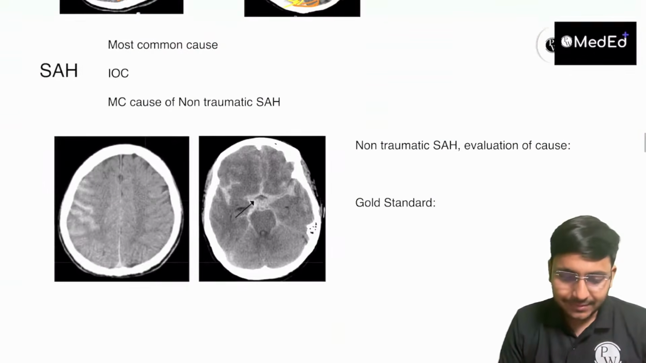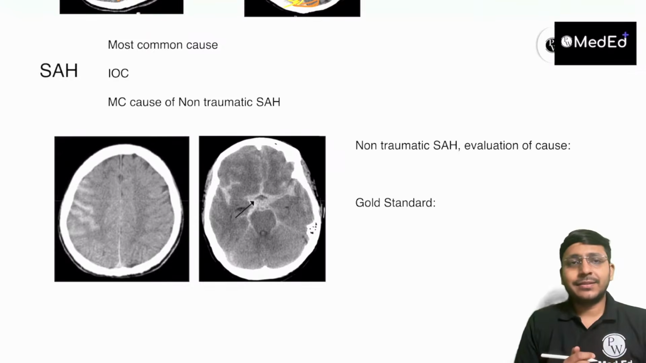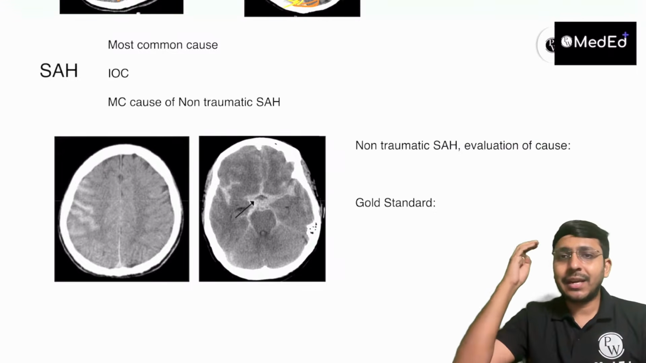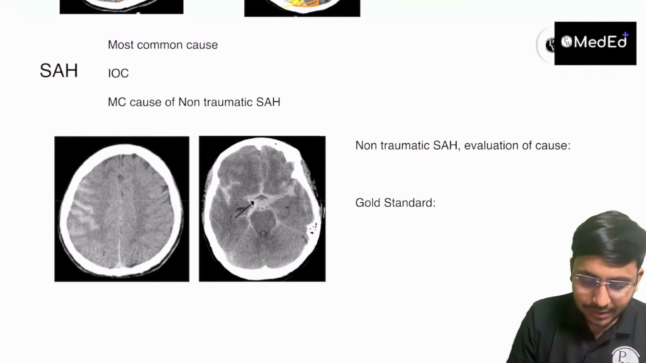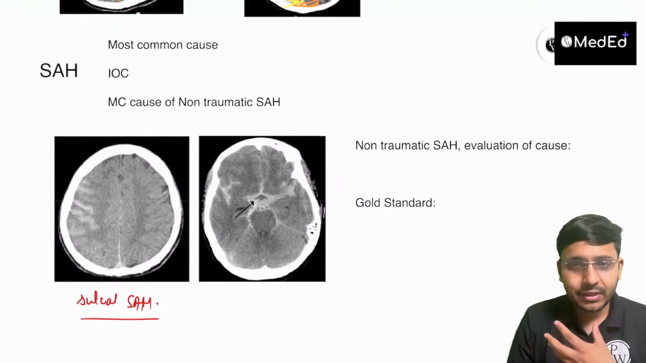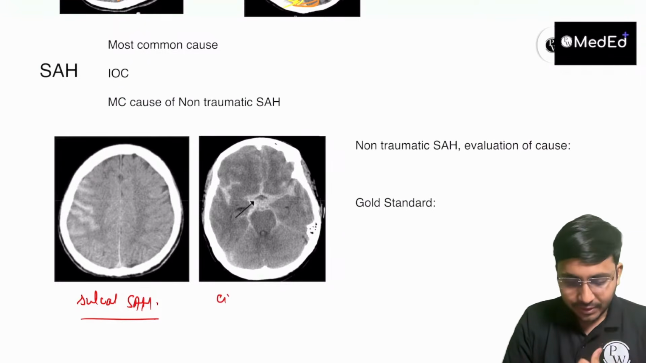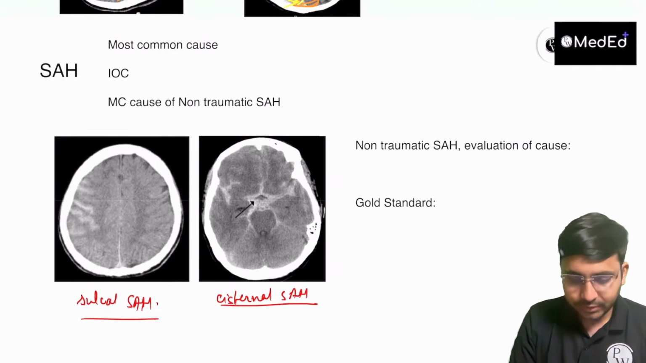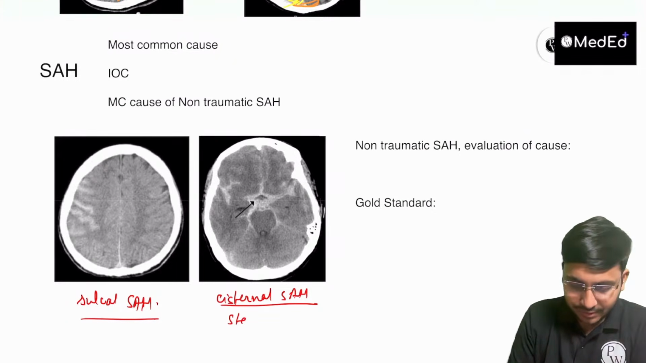Now, SAH, how does SAH appear? It appears like a star-shaped bleed in the cisterns. But apart from cisterns, remember SAH can happen in the sulci also. So in the cerebral sulci, if the bleed happens, this is sulcal SAH. And if it happens in the basal cistern, this is known as cisternal SAH. This is what is known as a star-shaped bleed.